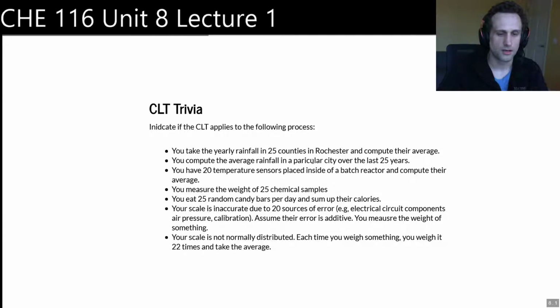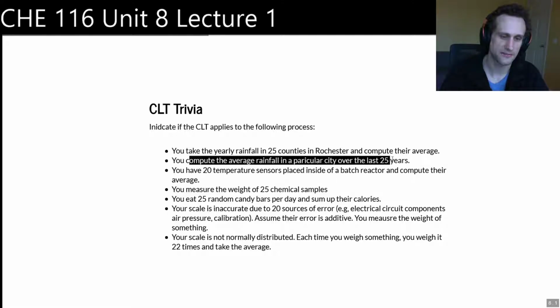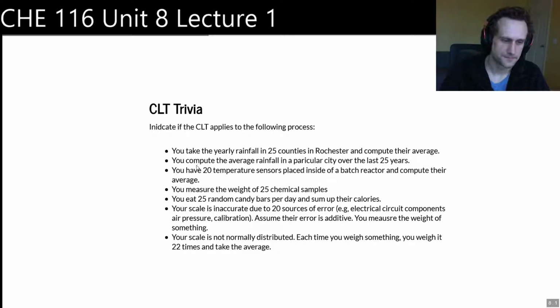Here, over the last 25 years, each random variable is from the same distribution, so the city has the same distribution of rain every year. Assuming climate change is not real, but climate change is real, so maybe it's changing a little bit, but it still doesn't matter. The individual random variables can be different distributions or the same distribution, it still applies. So compute the average rainfall in a particular city over the last 25 years. Okay, so yes, should be normally distributed.